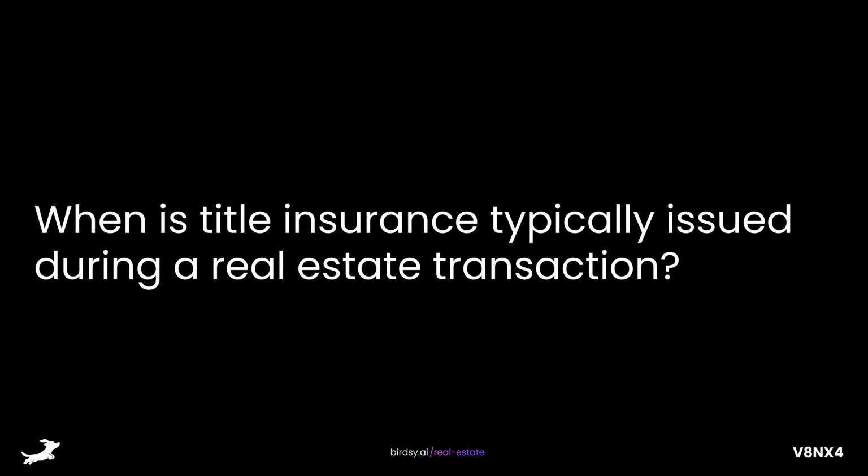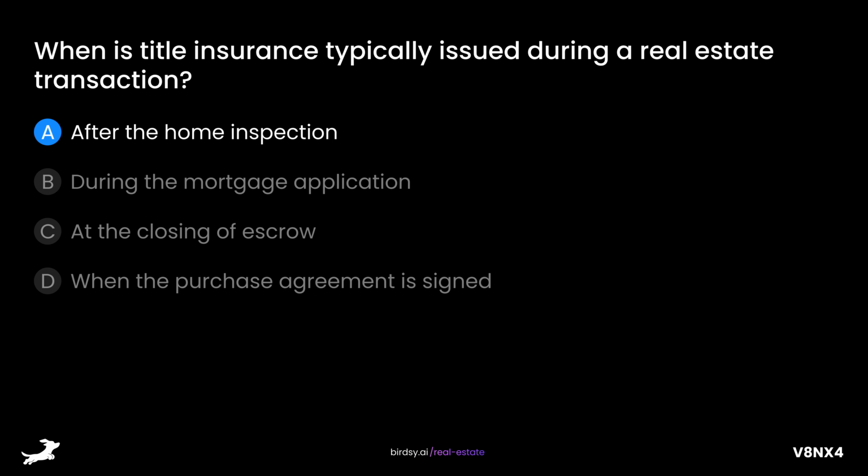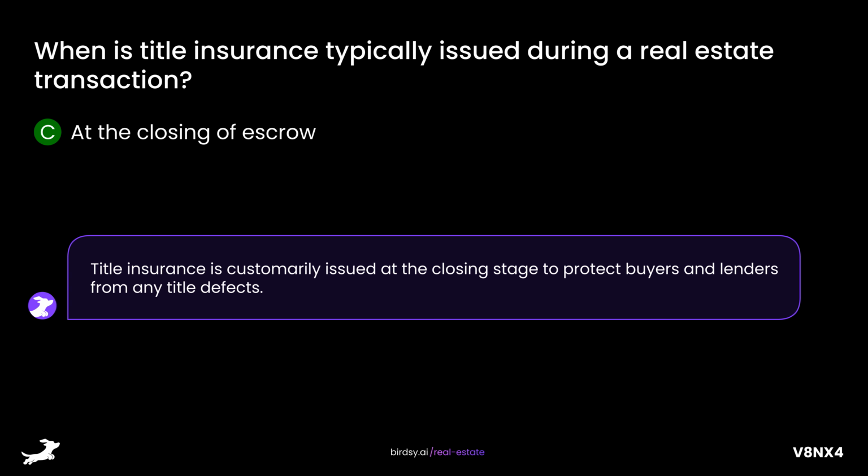When is title insurance typically issued during a real estate transaction? Is it A, after the home inspection, B, during the mortgage application, C, at the closing of escrow, or D, when the purchase agreement is signed? The answer is C, at the closing of escrow. Title insurance is customarily issued at the closing stage to protect buyers and lenders from any title defects.